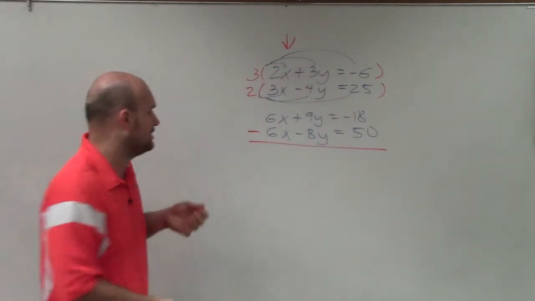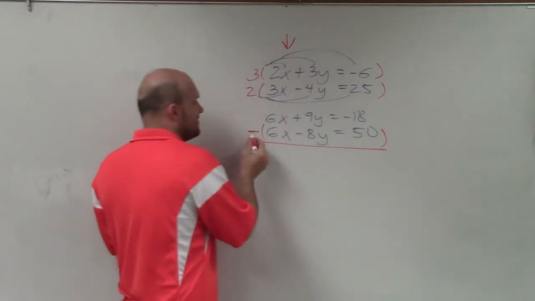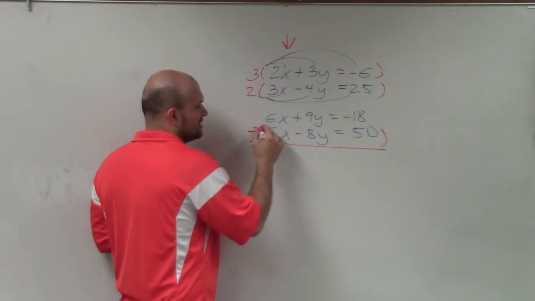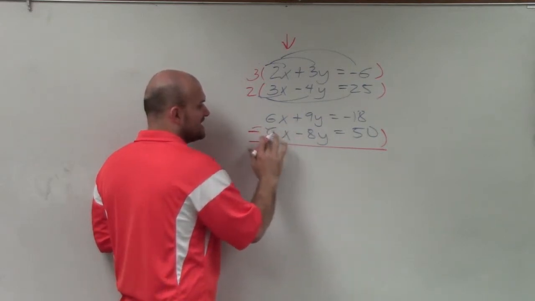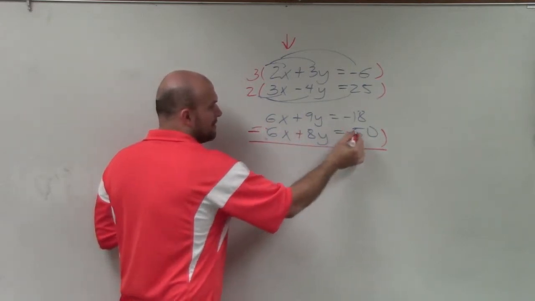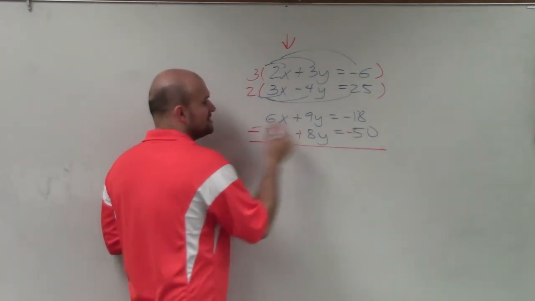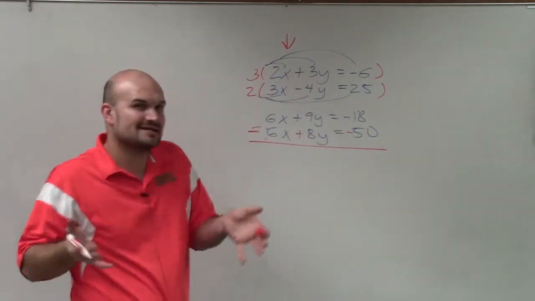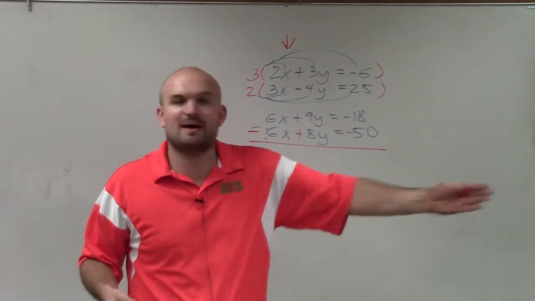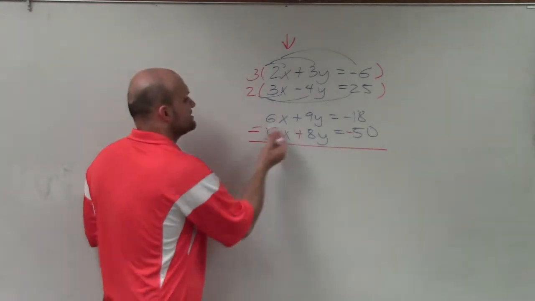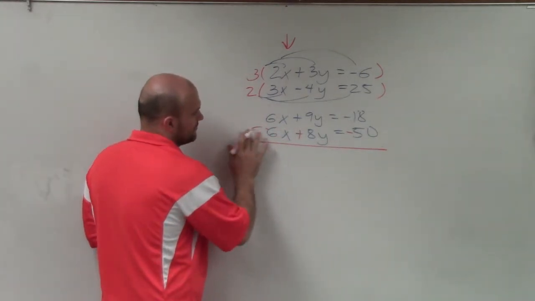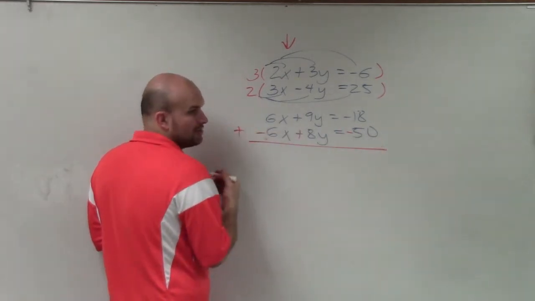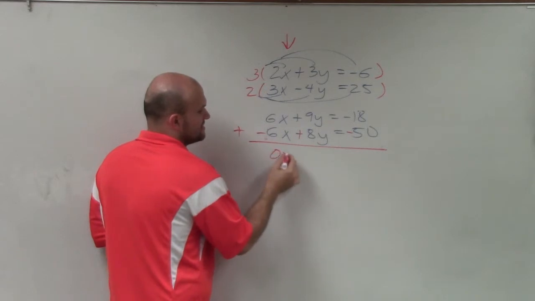Now, what's very helpful a lot of times when subtracting is, rather than saying it out loud, I just like to apply the opposite to every single term. So it's going to be negative 6x, positive 8y, minus 50. So what I did is I just did the opposite of every single term. Now I can add them. A lot of times when subtracting, it's just easier to multiply by negative 1 and then add them. So 6x minus 6x is 0x.